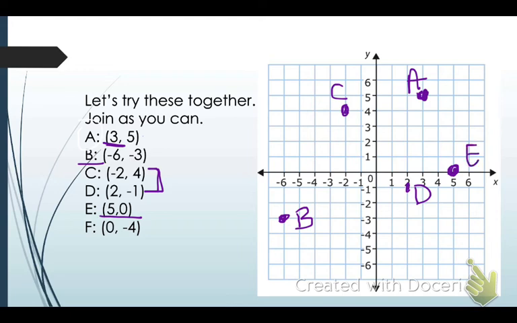F is similar, just kind of opposite. So again, we start at the origin, 0, 0. The first 0 tells us the X, we do not move in the X direction. So we do not move right, we do not move left. Then negative 4 tells us we move down 4. So I'm going to put a dot on the Y-axis at negative 4.